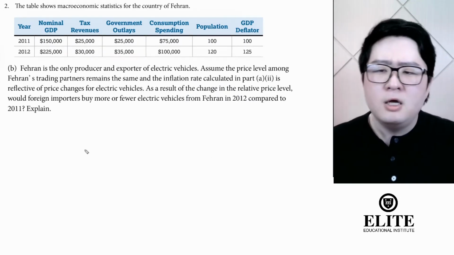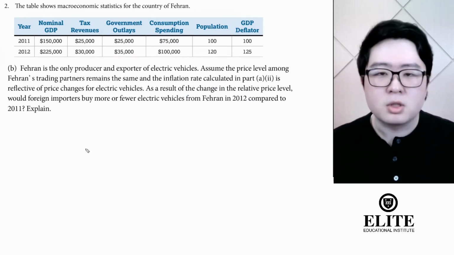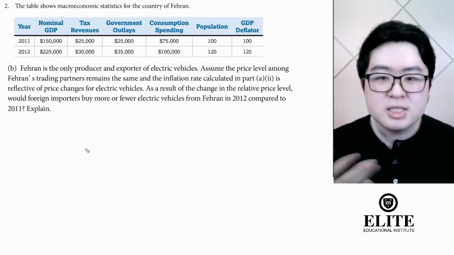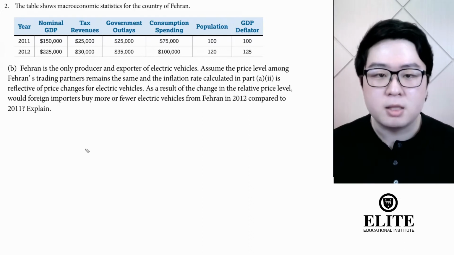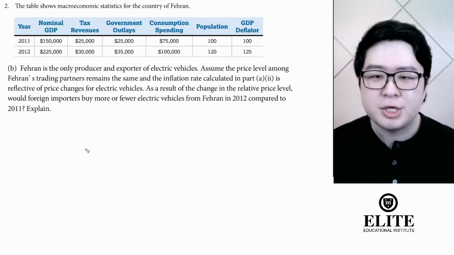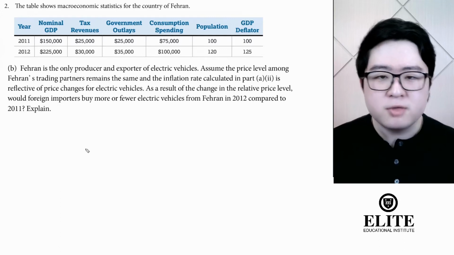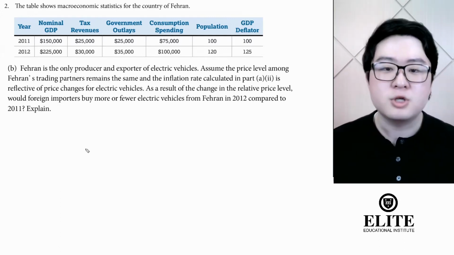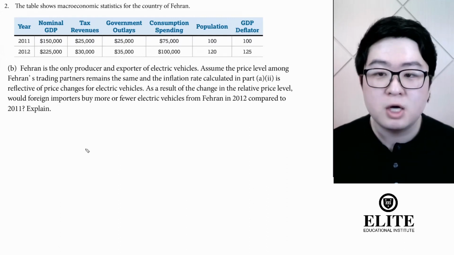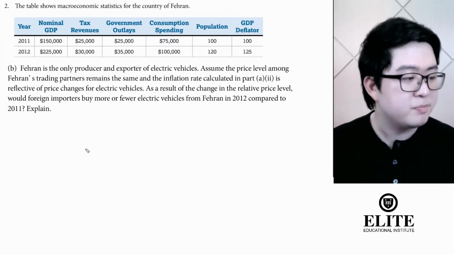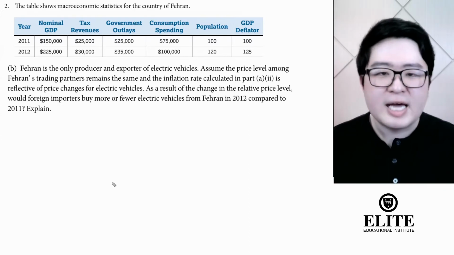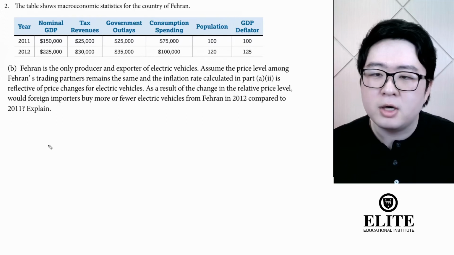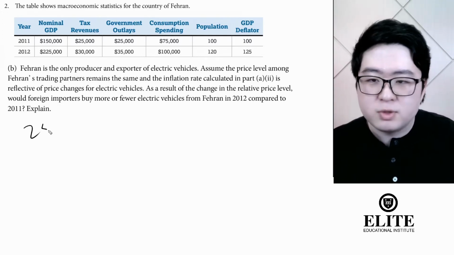Part B. Tehran is the only producer and exporter of electric vehicles. Assume the price level among Tehran's trading partners remains the same, and the inflation rate calculated in Part A2 is reflective of price changes for electric vehicles. As a result of the change in the relative price level, would foreign importers buy more or fewer electric vehicles from Tehran in 2012 compared to 2011? Explain. So here we just need to understand what inflation is, right? We calculated in part A that the inflation rate was positive, it was 25%.